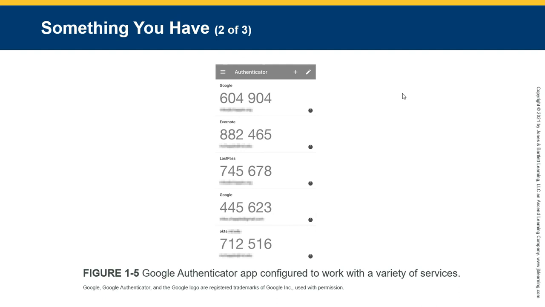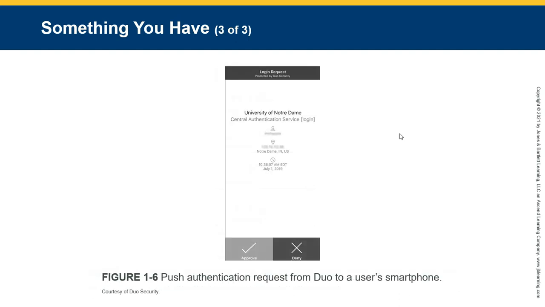Something you have, here's your authentication token. As you see, it's constantly changing. And as you see, the numbers are changing every few minutes. That's all we're trying to show you. And the same thing, requiring multiple push authentication requests from Duo to the user's smartphone.